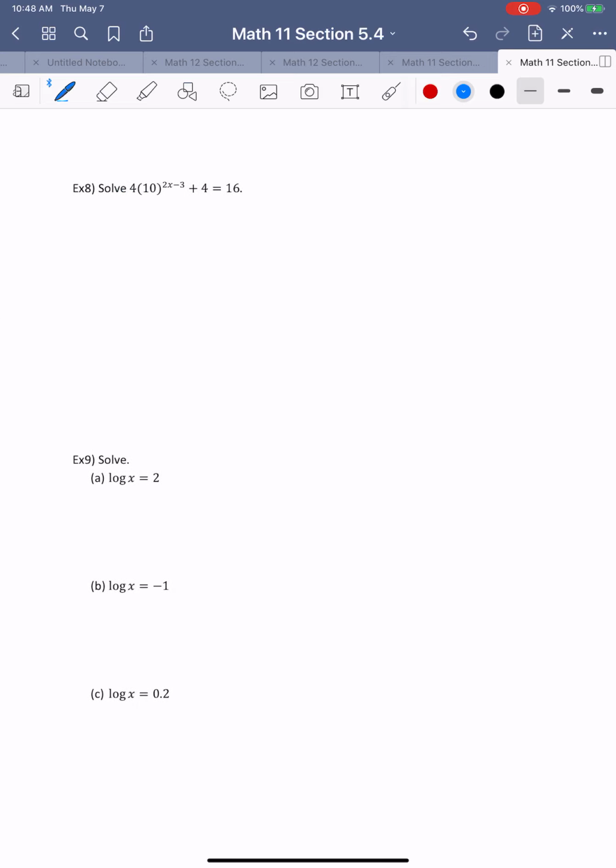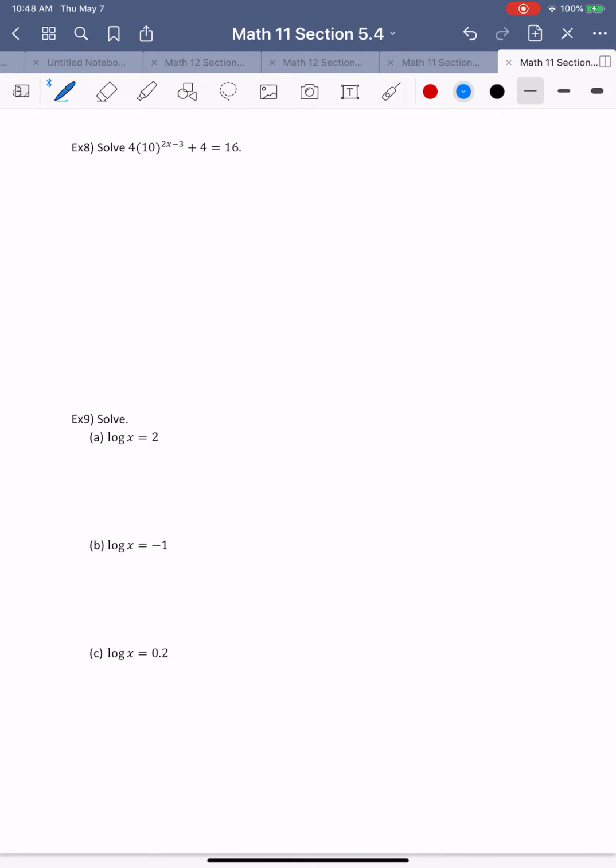Okay, all right, let's do the next problem, example 8. We're solving for x. Whatever number is not part of the exponent, let's isolate it nicely. So 4 times 10 to the 2x minus 3 equals 12. Divide by 4: 10 to the 2x minus 3 equals 3. Then we can change it so the exponent equals log base 10 of 3. And then we just need to solve for x.